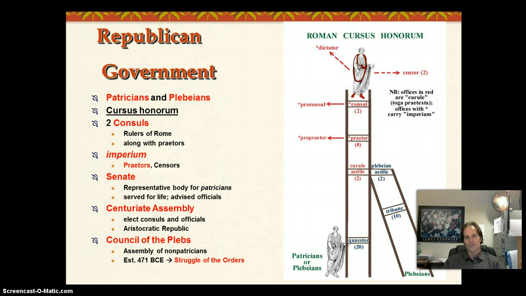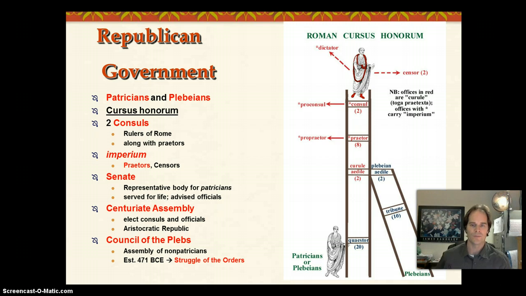So we talked about the patricians and the plebeians. These are the two major social classes. The plebeians are much larger than the patricians. However, the patricians have quite a bit more political and social power, which is oftentimes the case when we talk about the wealthy and the well-educated, and so on and so forth. But we left off today talking about the cursus honorum.